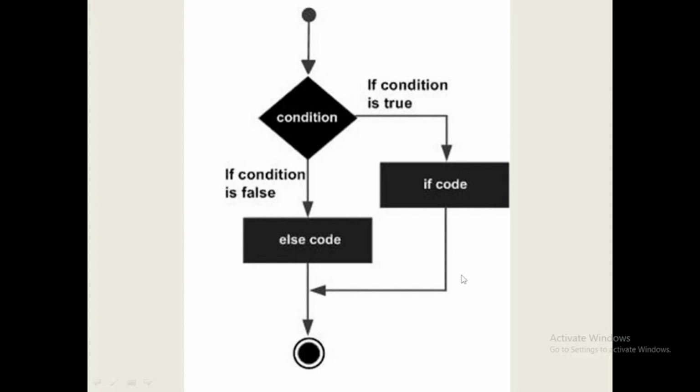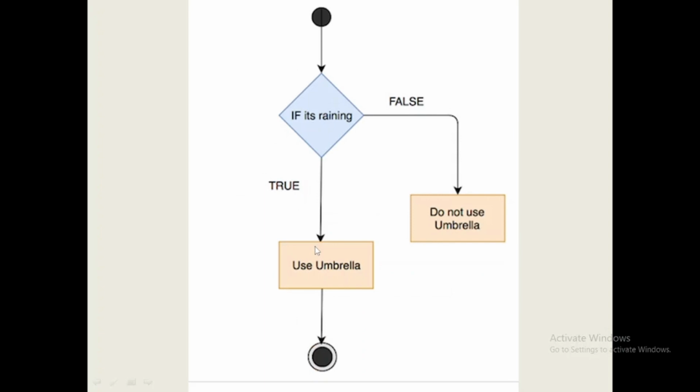The if statement is followed by an optional else statement, which executes when the boolean expression is false. If the condition is true, then the if code will be executed, but if the condition is false, then the else code will be executed. If the boolean expression evaluates to true, then the if block will be executed, otherwise the else block will be executed.